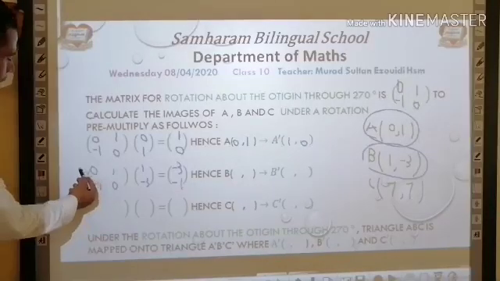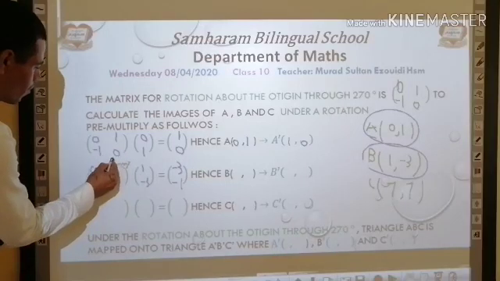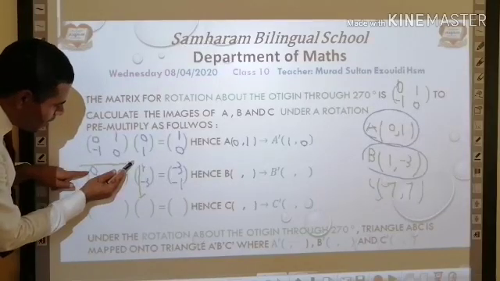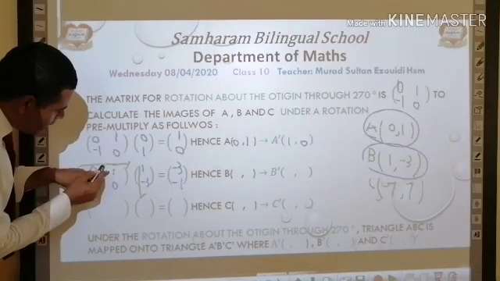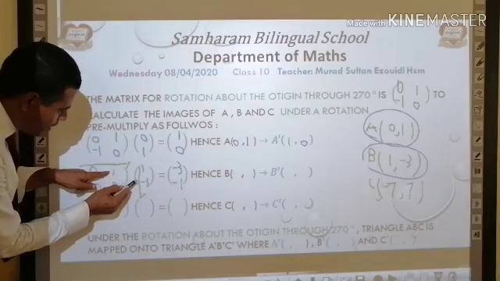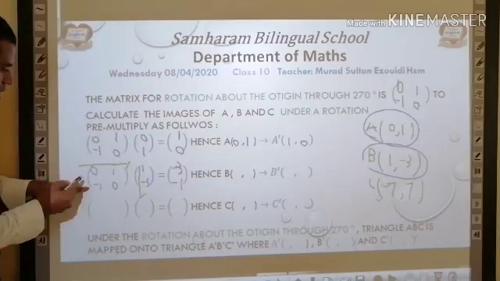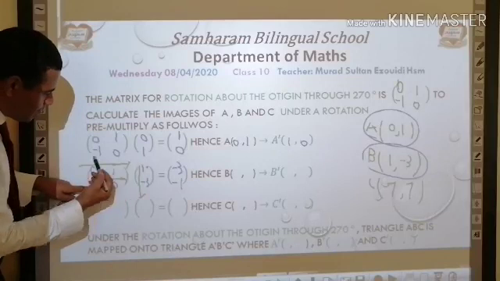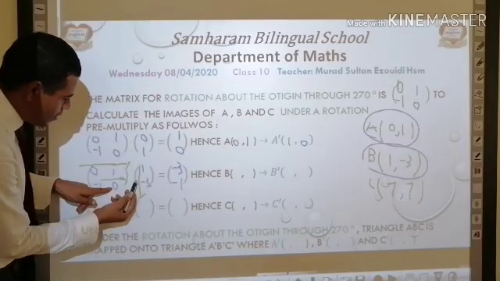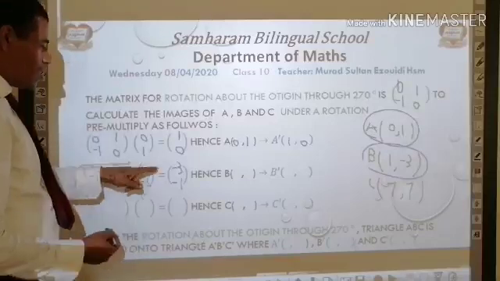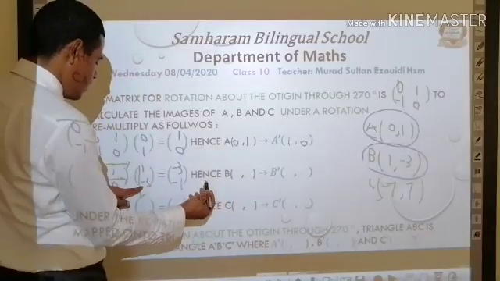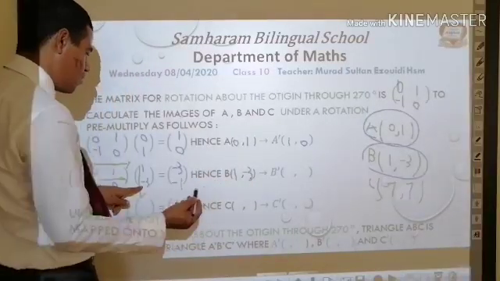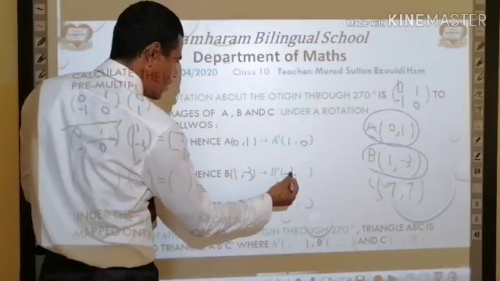Automatically we multiply the first row by the first column. Means 0 multiplied by 1 is 0, plus 1 multiplied by negative 3 is negative 3. So 0 plus negative 3 is negative 3. Next, multiply this by this column. Negative 1 multiplied by 1 is negative 1, plus 0 multiplied by negative 3 is 0, so negative 1 plus 0 is negative 1. So I will just write, hence B has coordinates 1, negative 3, and B prime is negative 3, negative 1.